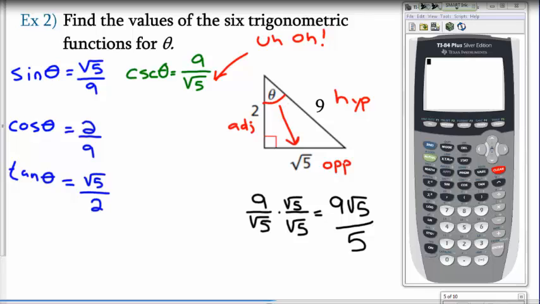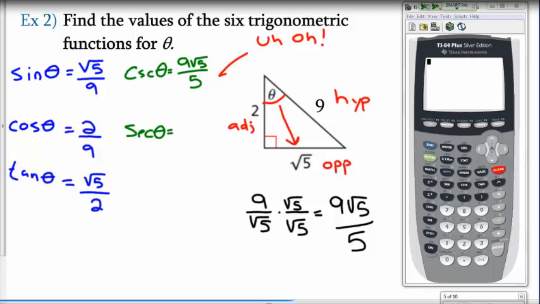Now we have the radical in the numerator and not in the denominator. We have a real number in the denominator, or rather an integer. So, what we say is that the cosecant of theta is now equal to this new number, 9 radical 5 over 5. This is the simplified version, and this is what you will be expected to place.